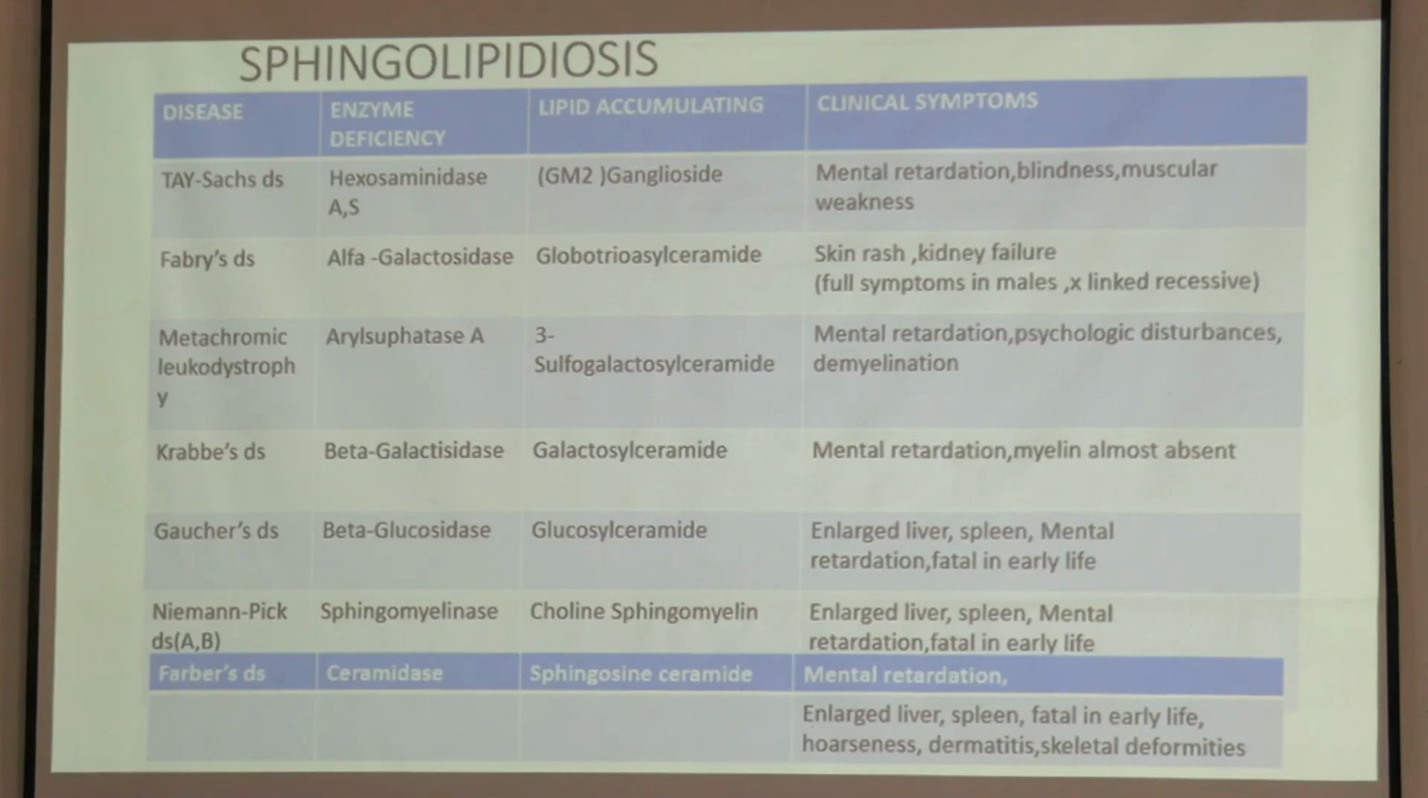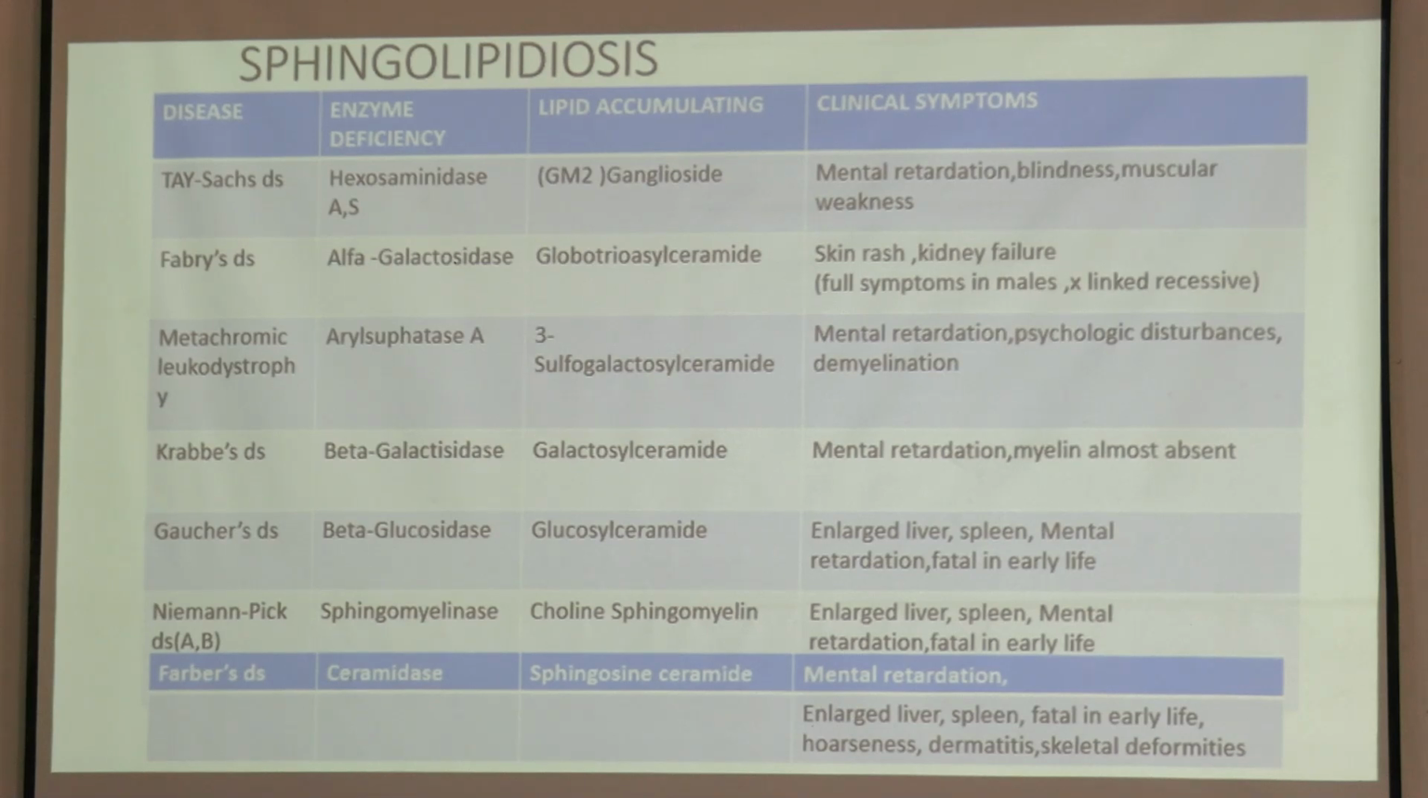Sixth is Niemann-Pick disease, type A and B. Enzyme deficiency is sphingomyelinase, lipid accumulating is choline sphingomyelin. Clinical symptoms are enlarged liver, spleen, mental retardation, fatal in early life. Last one is Farber's disease, enzyme deficiency is ceramidase, lipid accumulating is sphingosine ceramide. Clinical symptoms are mental retardation, enlarged liver, spleen, fatal in early life, hoarseness, dermatitis, skeletal deformity.